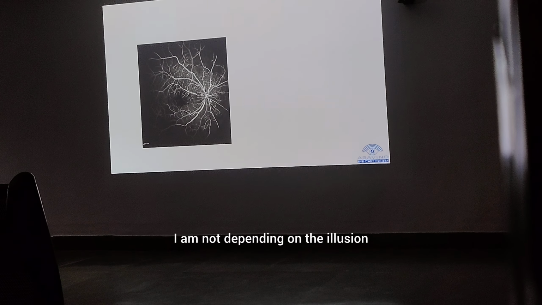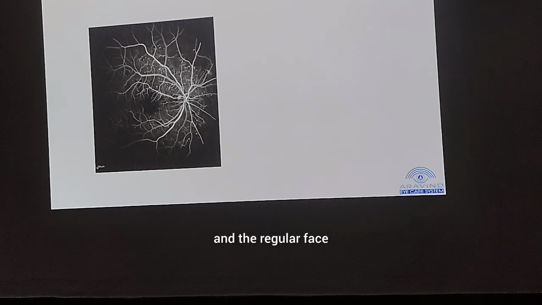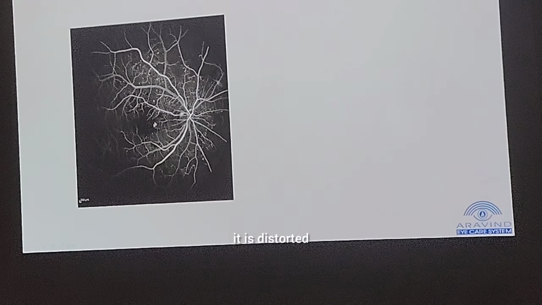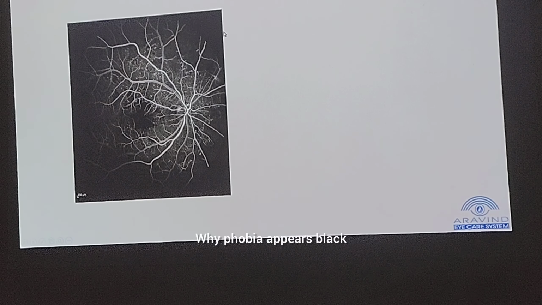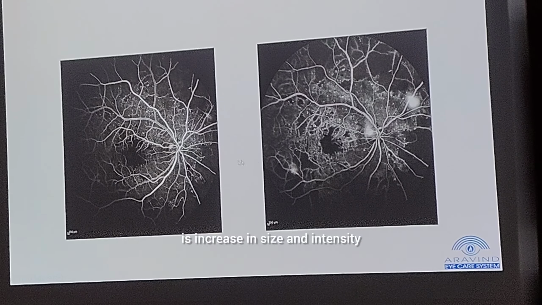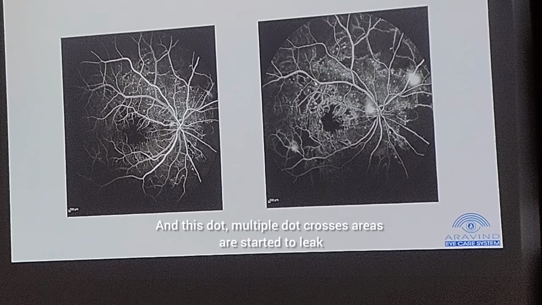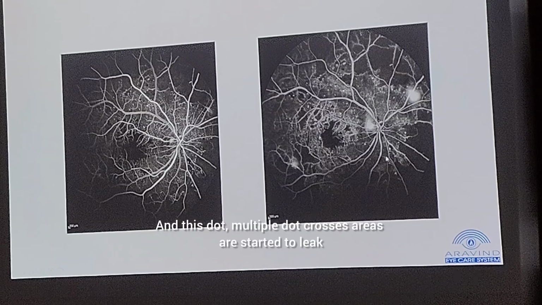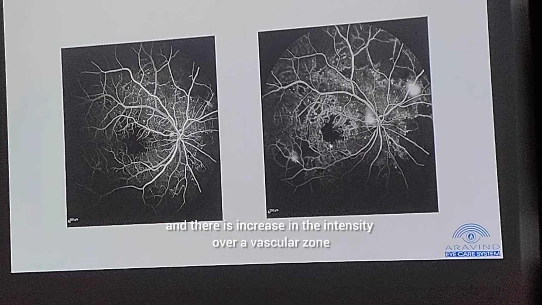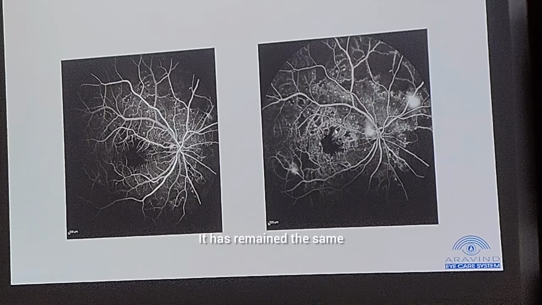And depending on the individual. Yes, so the round and regular foveal avascular zone is properly seen. Okay, here it is not round, it is distorted. Why does the fovea appear black? But there is an increase in size and intensity. Okay, and these multiple dot fluorescence areas have started to leak and have increased in intensity. The foveal avascular zone is wide and distorted, it has remained the same.